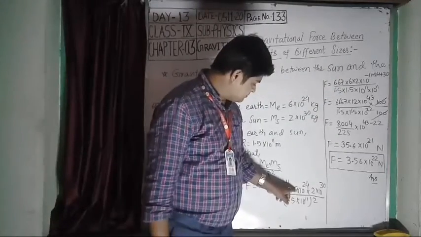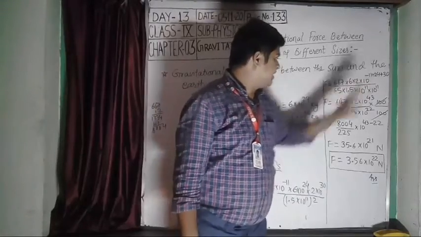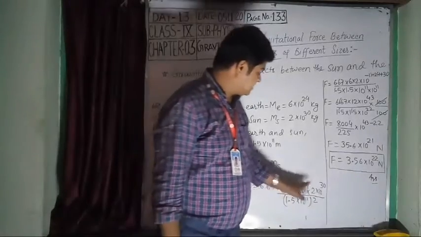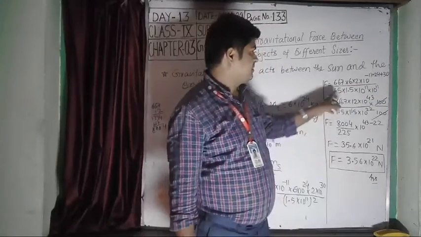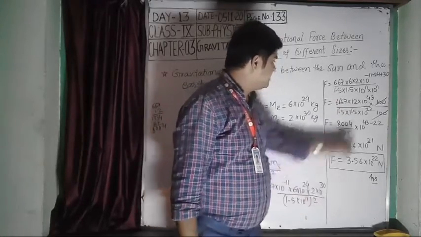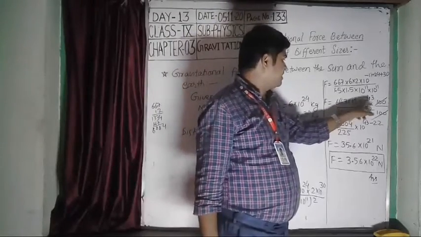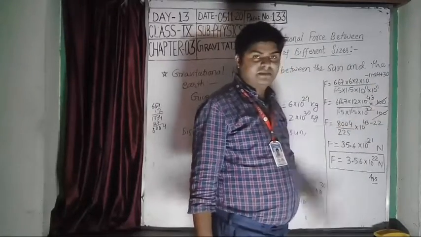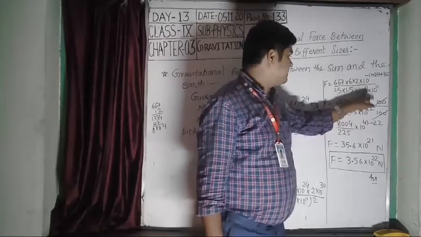Now separate the terms without powers: 6.67 × 6 × 2 × 10 to the power, the base is the same, so you add the powers: -11 + 24 + 30, divided by 1.5 × 1.5 × 10^(11+11). So 6.67 × 12 × 10 to the power 30 + 24 = 54, minus 11 = 43, so 10^43, divided by 1.5 × 1.5 × 10^22.